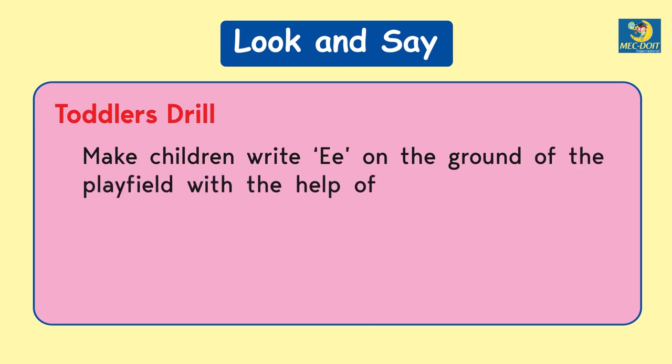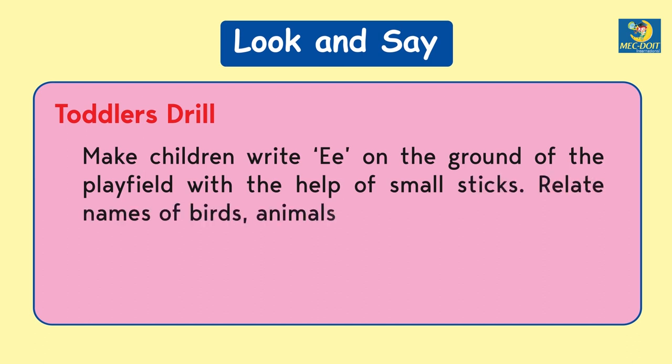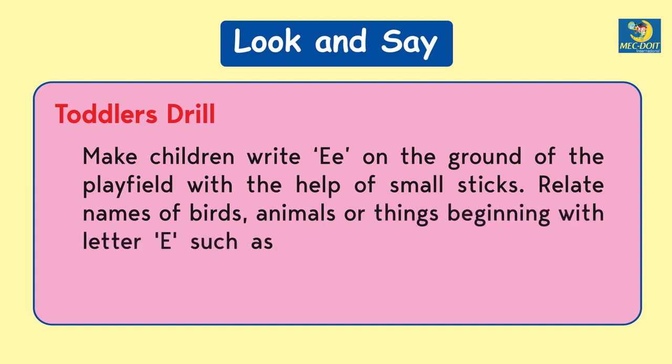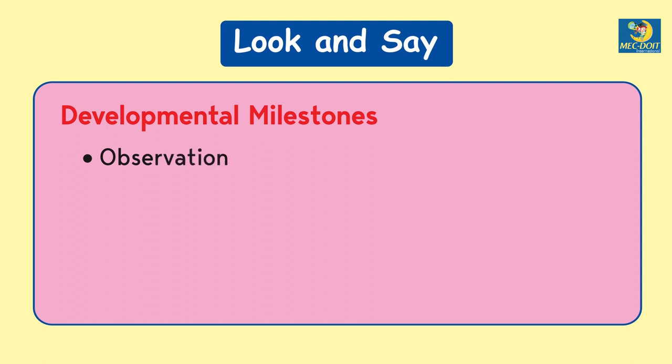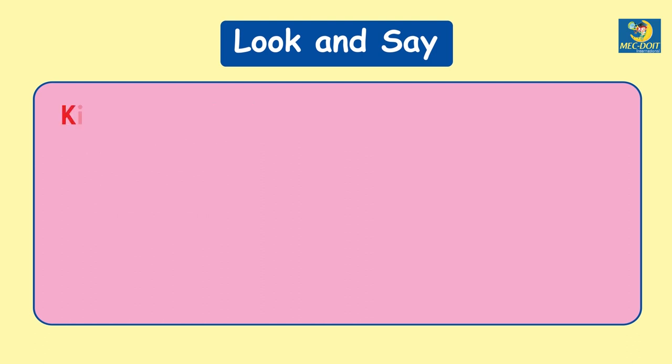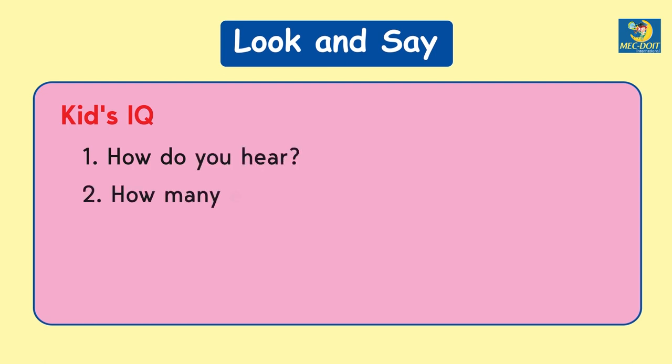Relate names of birds, animals or things beginning with letter E, such as ear, eagle, engine, envelope, etc. Developmental milestones: observation, relationship, motor skills, kids' IQ. Question 1. How do you hear? Question 2. How many ears do you have?